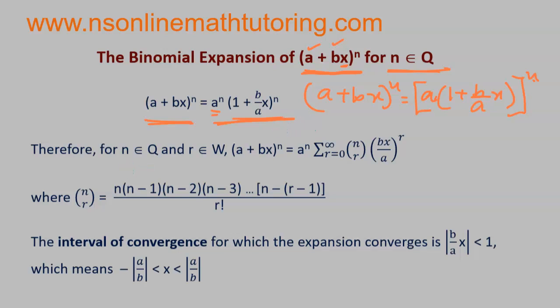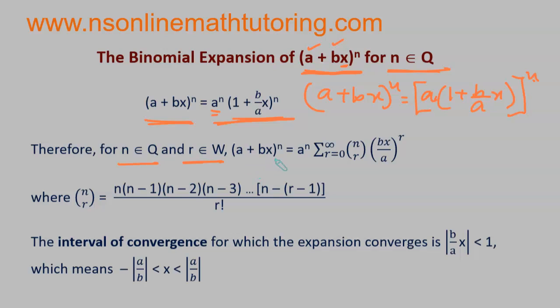And n belongs to the set of rational numbers and r belongs to the set of whole numbers. r's starting value is 0 and it continues. It increases by steps of 1: 0, 1, 2, 3, 4. This way the value of r goes on increasing. Okay?